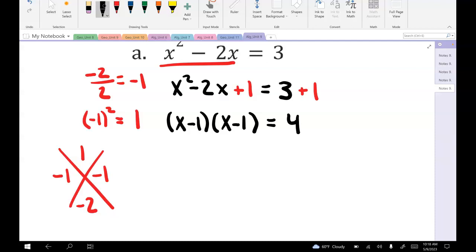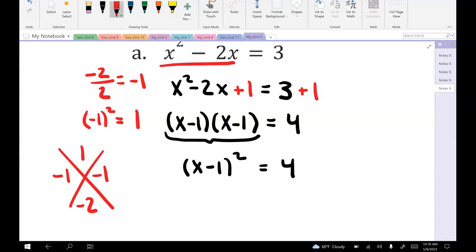We're going to want to condense what's on our left-hand side. We can write it as one term instead of two terms. So this is just x minus 1 squared is equal to 4. And then we'll take the square root of both sides. Now once we go through all these steps, we're just solving, right?